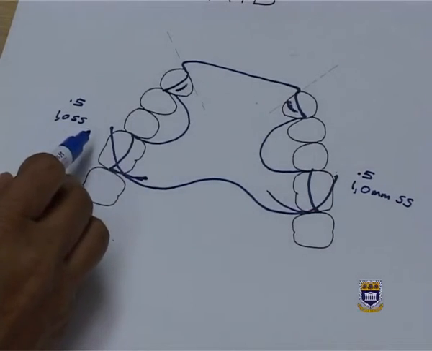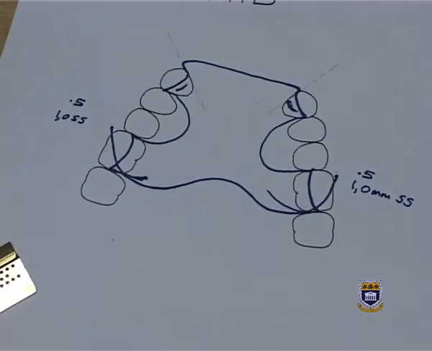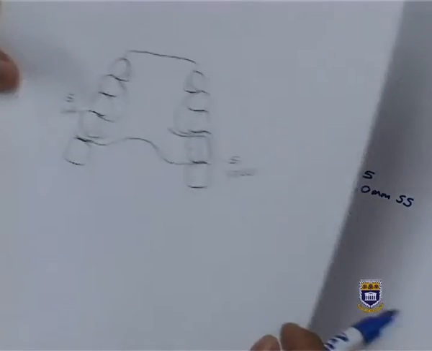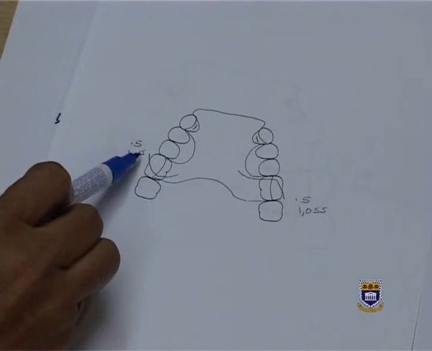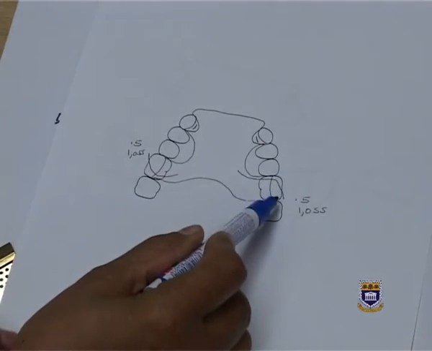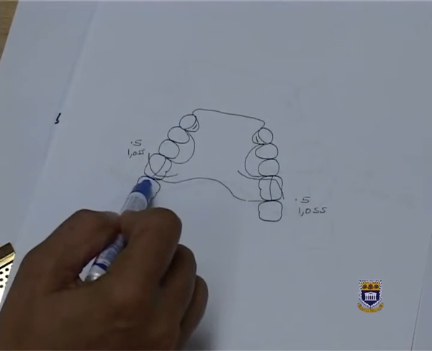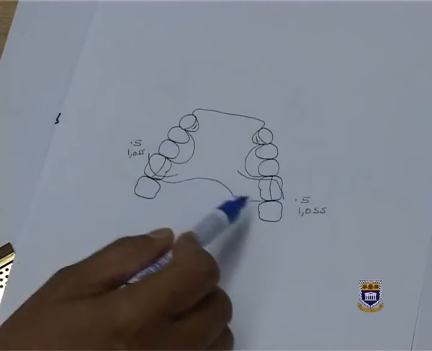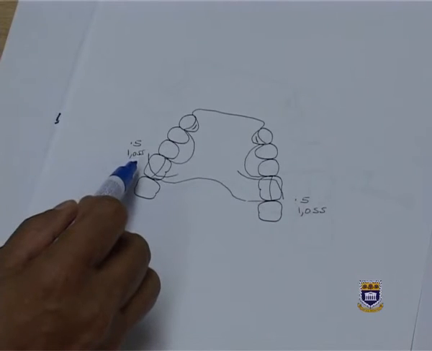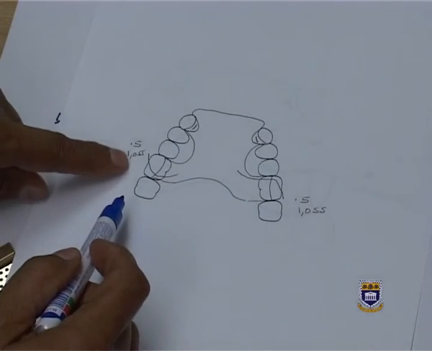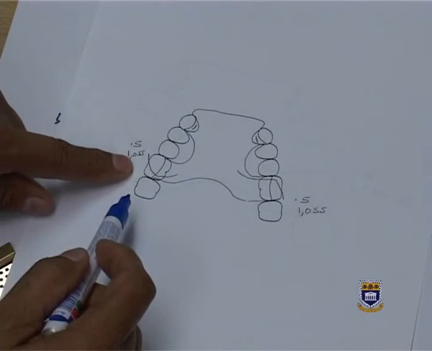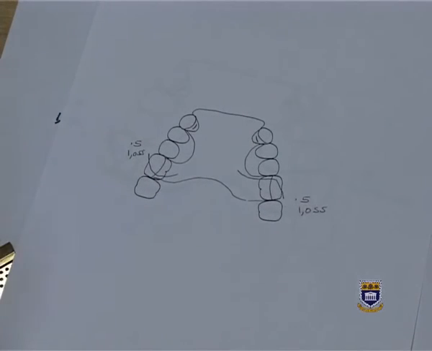So I've used mesially engaging clasps. If I can show you another design, in this design I've actually used a mesially engaging clasp and a distally engaging clasp. But remember, never 2 distally engaging clasps. So the first option is always 2 mesially engaging clasps, or 1 mesially and 1 distally engaging clasp.